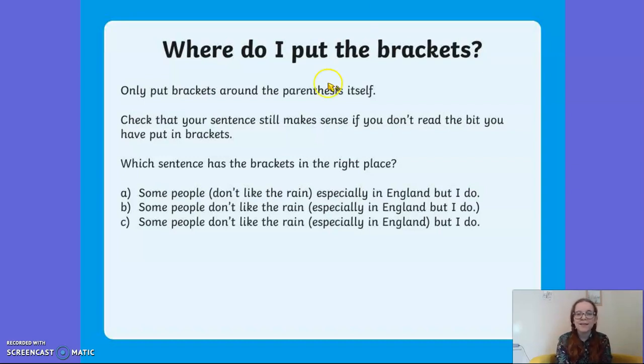So, read these sentences. Which sentence do you think has the brackets in the right place? I'll read them for you. Some people don't like the rain, especially in England, but I do. Some people don't like the rain, especially in England, but I do. Some people don't like the rain, especially in England, but I do. Which one do you think has the brackets in the right place? Have a think about why. How do you know that that one has the parenthesis and the brackets in the right place?